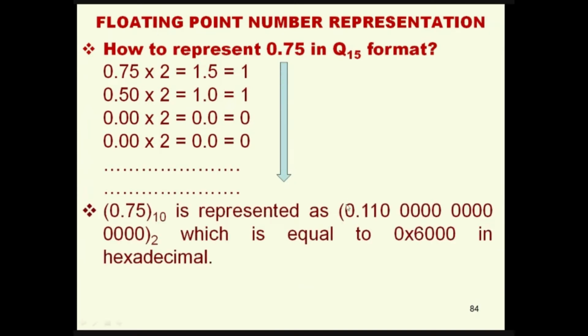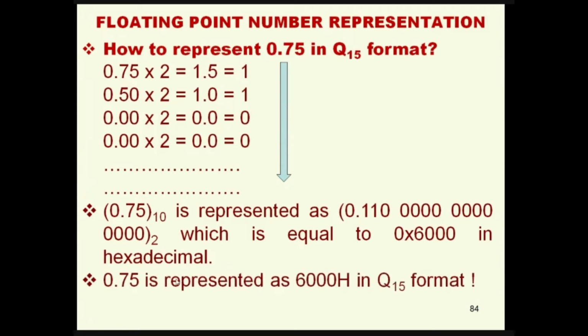Look at the screen, look at the cursor. 0.1100 up to 16 digits, which is equal to 6000 in hexadecimal, which is very interesting. So 0.75 in decimal is represented as 6000 in Q15 format in hexadecimal representation.